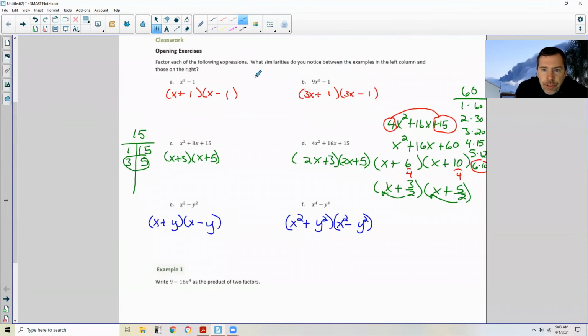Now it says, what do you notice about the examples in the left column and the examples in the right? Well, this was x squared minus 1, and we got x plus 1 times x minus 1, and then this had a 9 in front, so it's a multiple of 3, but the 1 didn't change because 1 squared. 3x minus 1 and 3x plus 1, and 1 times 1 is still negative 1. In this one, the constants were still 3 and 5, but the x became 2x to give us this 4x squared. And the same with down here, x plus y, x minus y, and then factored into the fourth is x squared and y squared.